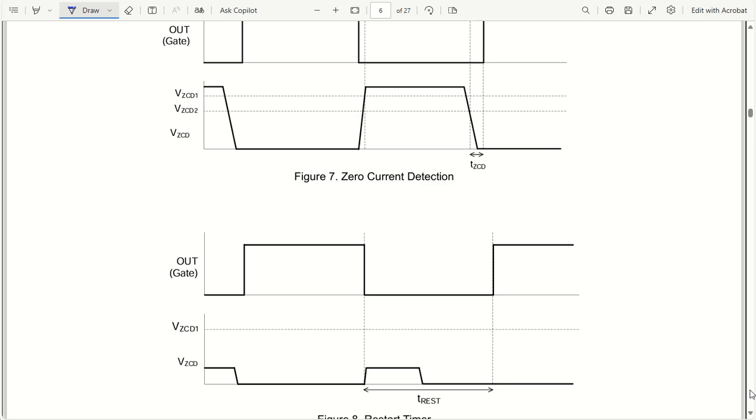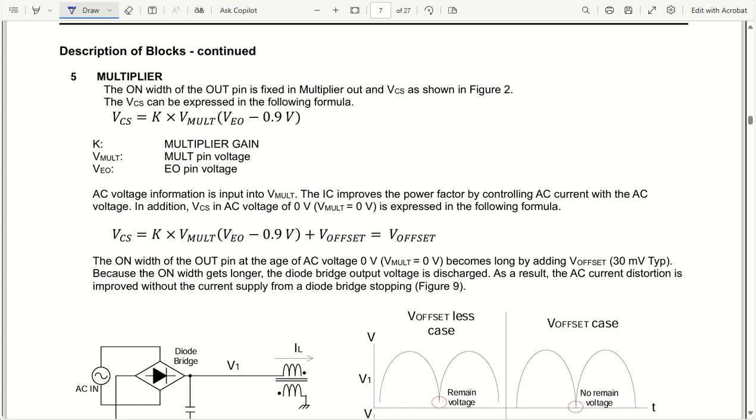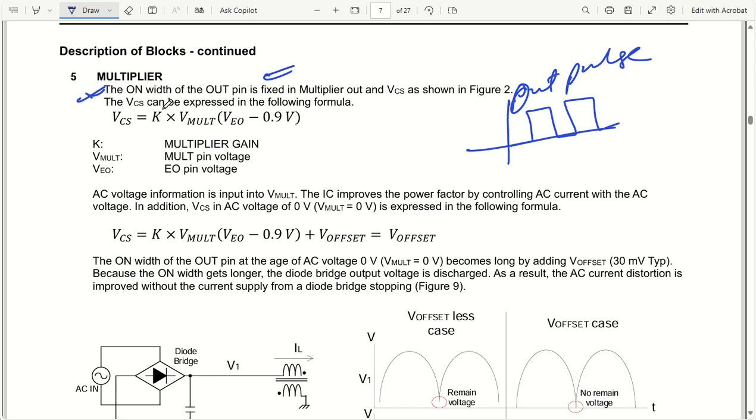Coming to the next part, we have already seen this ZCD pin. Let's talk about the multiplier. There is one multiplier pin also, where the on width of the output pin is fixed by the multiplier output. Whatever the on time is, let us say we have one output pulse that will come up, right? Output pulse to drive the MOSFET. That on time or on width, like what the duty cycle is, will be decided by this multiplier pin. So VCS can be expressed in the following formula: K times V multiplied into VEO minus 0.9 volt.